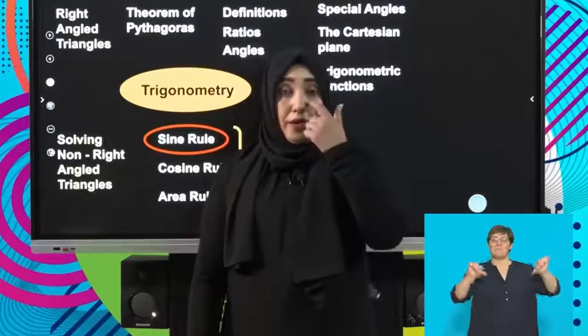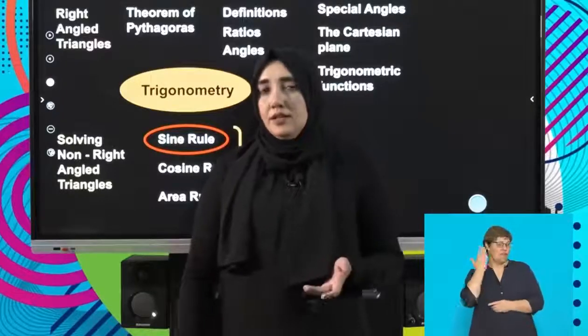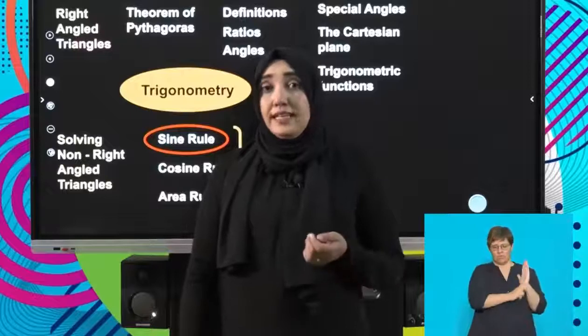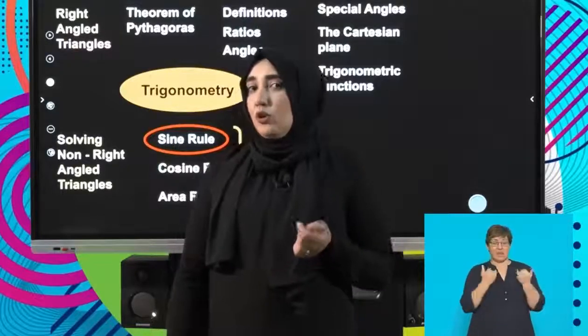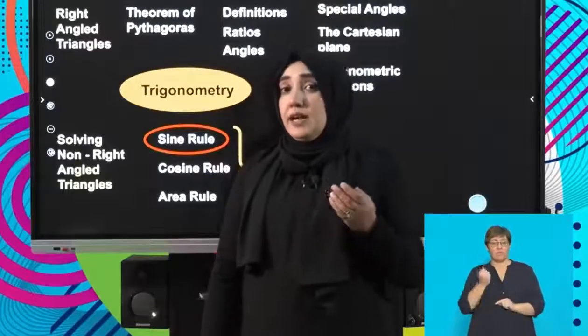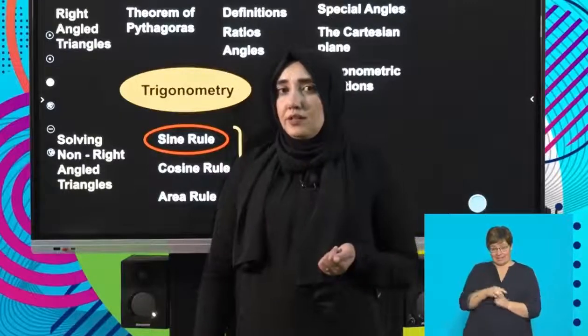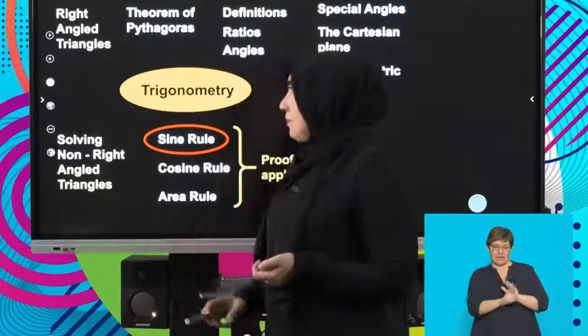Hi, welcome back. So earlier we used sine rule to find the length of a side of a triangle. Now we're going to use sine rule to find unknown angles in non-right angle triangles. Let's look at an example.